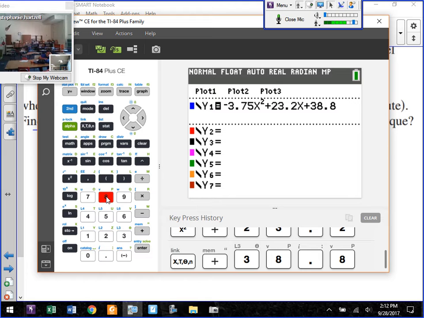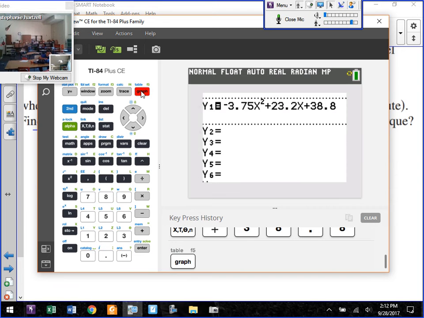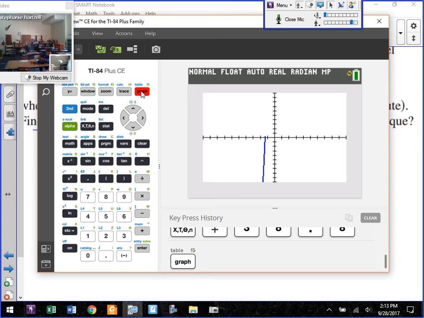And then what button do you think I'm going to press? Graph. I want to see the visual. Now, my guess is that you guys have a graph right now that looks similar to that. Okay? Now, what happens with this?